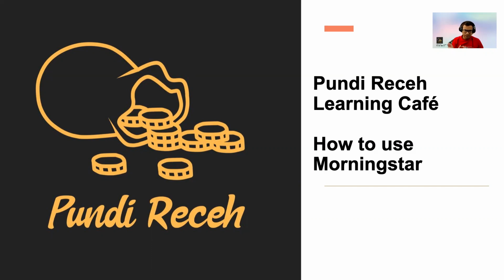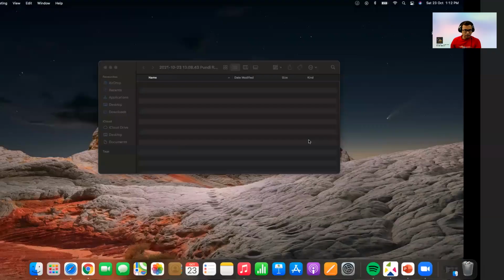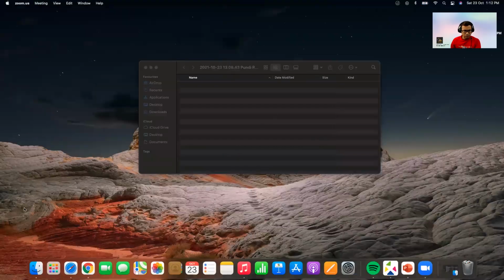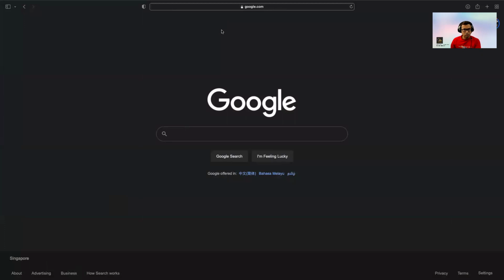So you can search any stock in the world. You just Google it, then type, let's say, Apple Morningstar. Without further ado, let's try it. Let's do this together. So I'm going to go to Google.